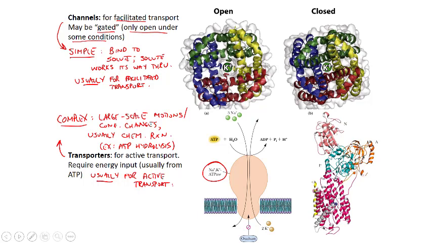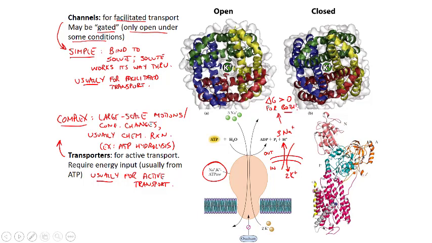So for example, the sodium-potassium ATPase, if this is the inside of the cell and this is the outside of the cell, what the sodium-potassium ATPase does is it takes 3 sodium ions from the inside of the cell and shoves them out, and 2 potassiums from the outside of the cell and brings them in. Now, the delta G of transport is positive for both of these.